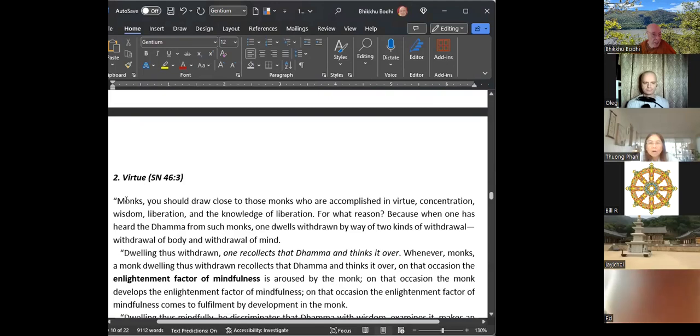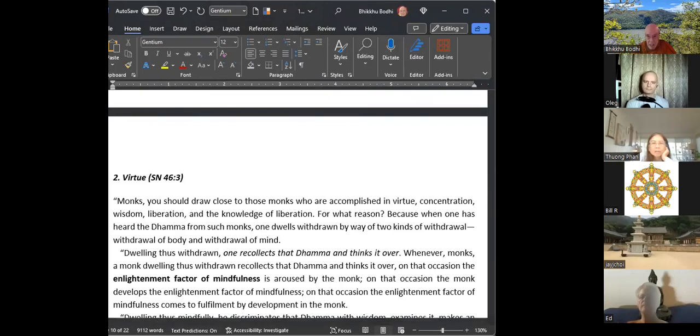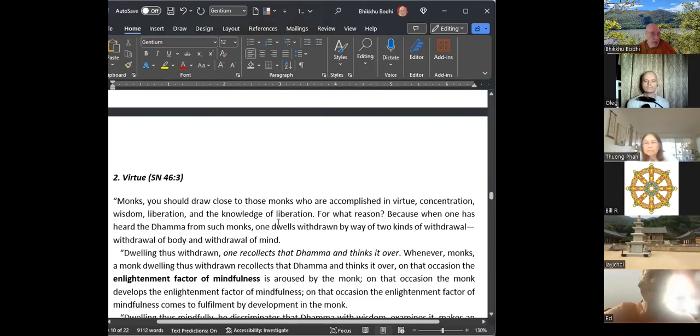Okay, so the sutta begins, the Buddha is speaking to the monks, apparently to younger monks, and he's saying that you should draw close to monks who are accomplished in virtue, concentration, wisdom, liberation, and the knowledge of liberation. Then he goes on to say, you draw close to these monks in order to hear their teaching of the Dhamma.